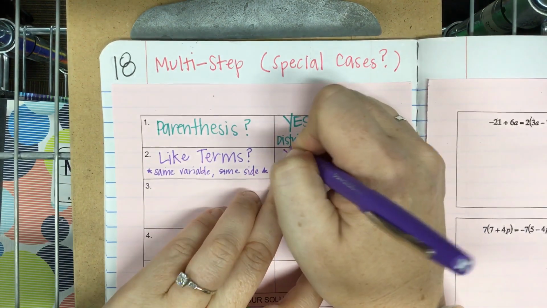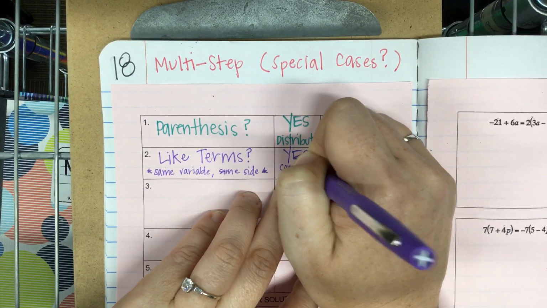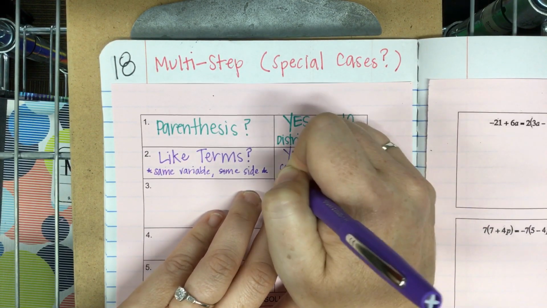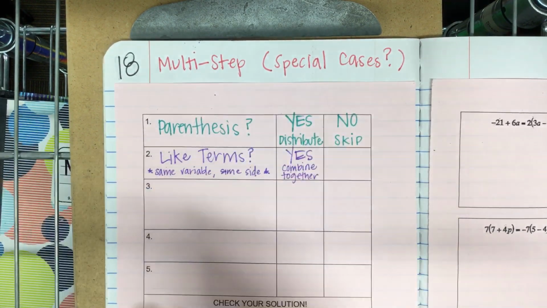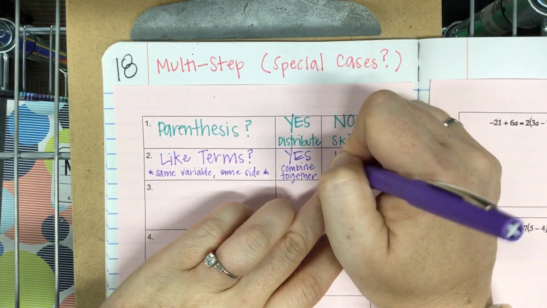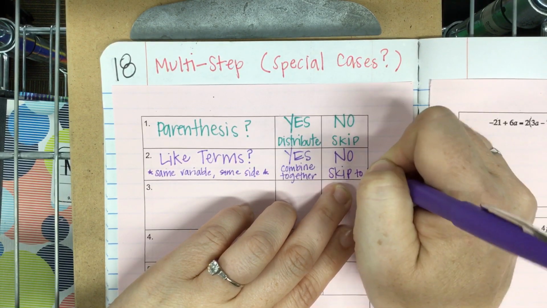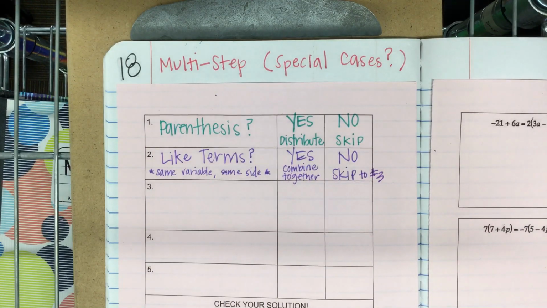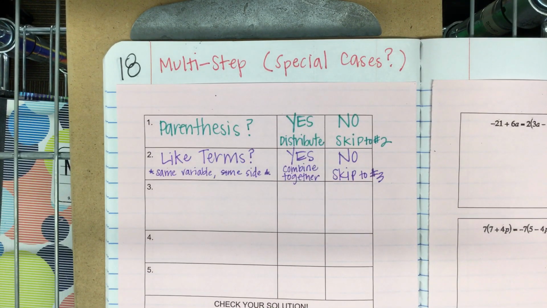And if the answer is yes, we're going to combine, which is add or subtract together. We're going to combine them together and make them into one. If the answer is no, we skip. We're going to skip to number 3. I guess I'll put this skip to number 3. All right, so these 2 questions that we've asked ourselves are not new.